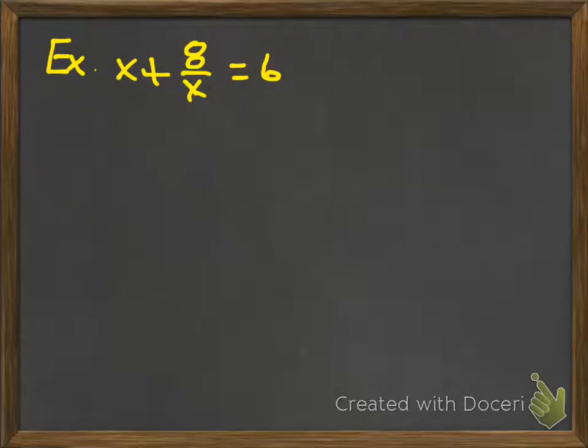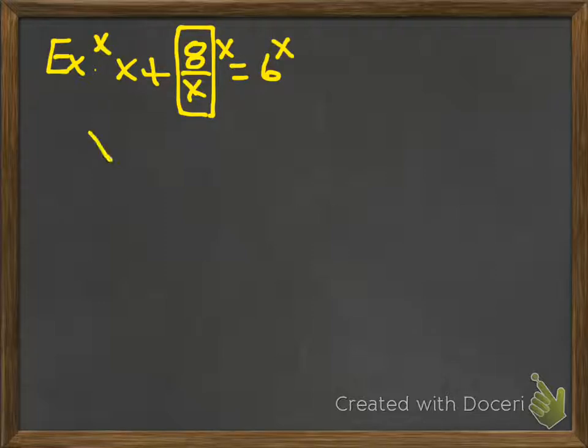So here's our first example. x plus 8 over x equals 6. Now what that means is here we need to get rid of the 8 over x. We need to get rid of the x on the bottom. How do you get rid of a fraction? You multiply by that denominator. Least common denominator, in this case x, will do that. Now if you're going to do it to that term, you need to do it to all of them. You have to be fair.